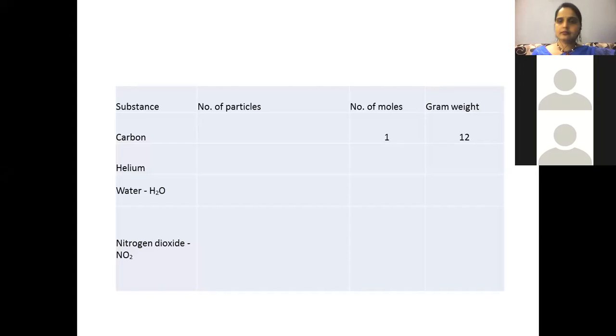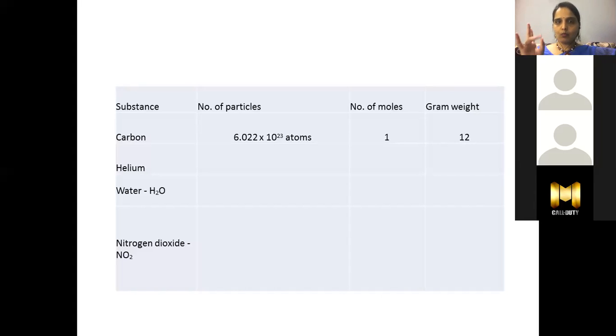Anyone? Yes, it is 6.022 into 10 raised to 23 atoms. As carbon is an element, the particles are nothing but atoms. So this is a table involving all 3 quantities: moles, number of particles, and gram weight. So we have been given 1 mole whose gram weight will be 12 gram, and the number of particles will be 6.022 into 10 raised to 23 atoms.